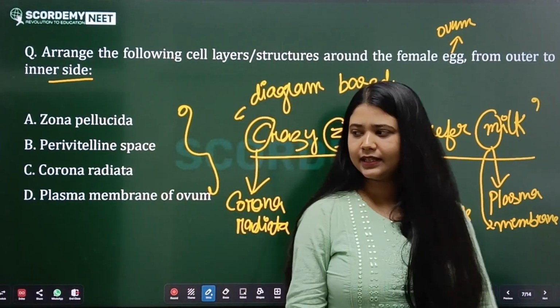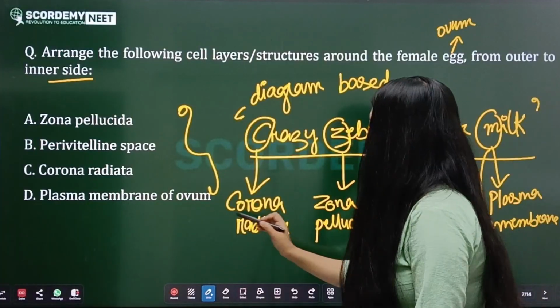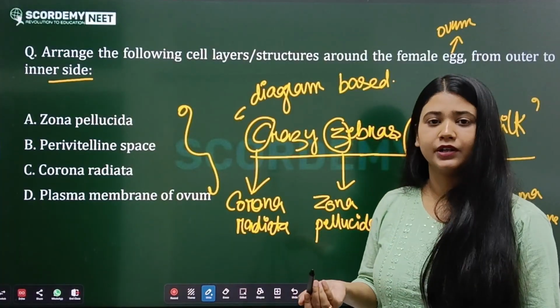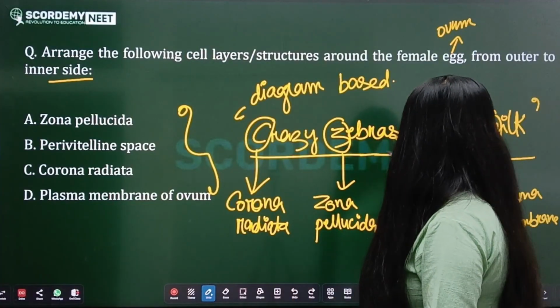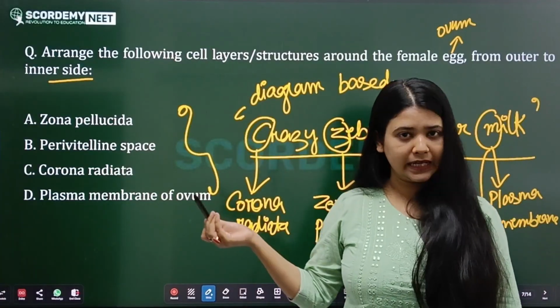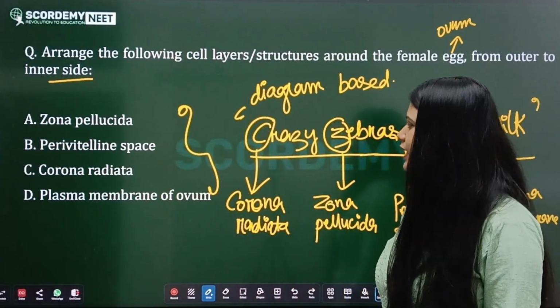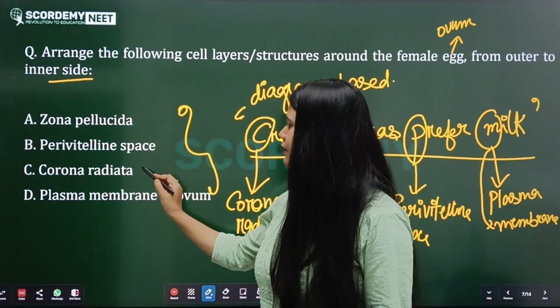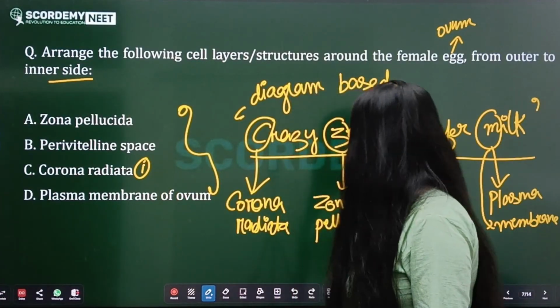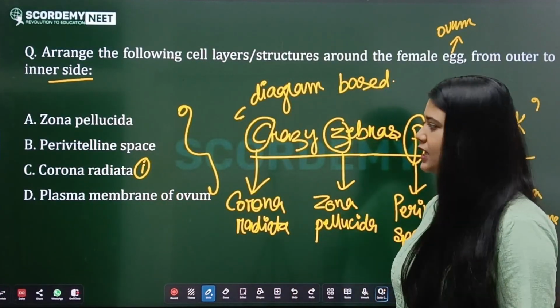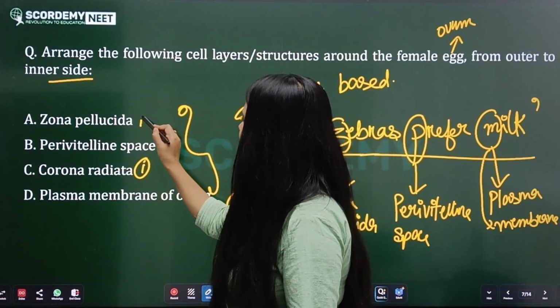So see, this statement makes it easier for you all to remember, isn't it? Crazy zebras prefer milk. C for corona radiata, so this will come in first. Then Z for zona pellucida, this is second.